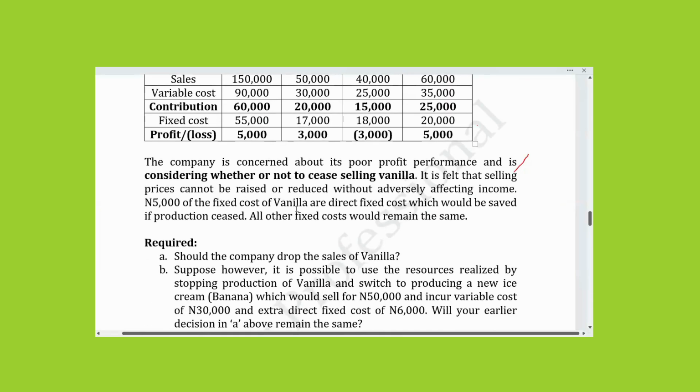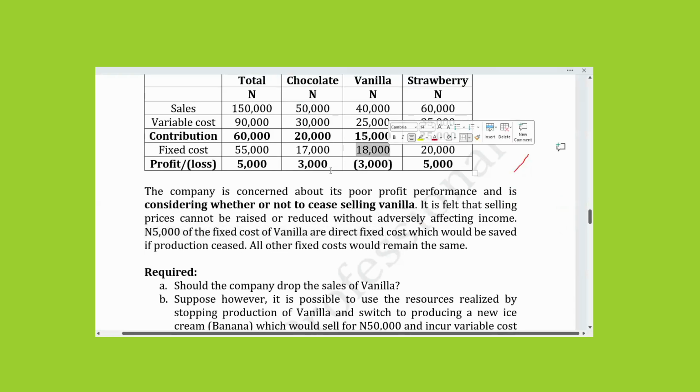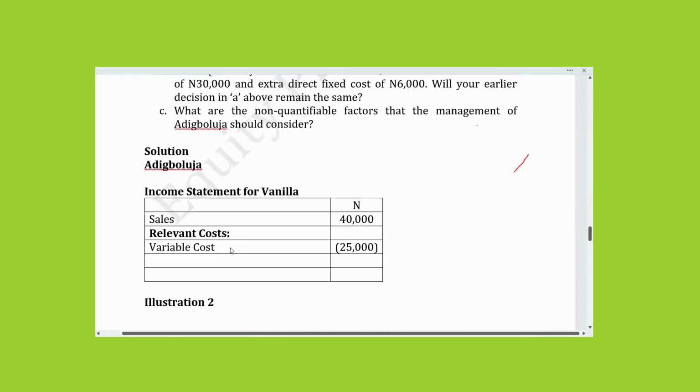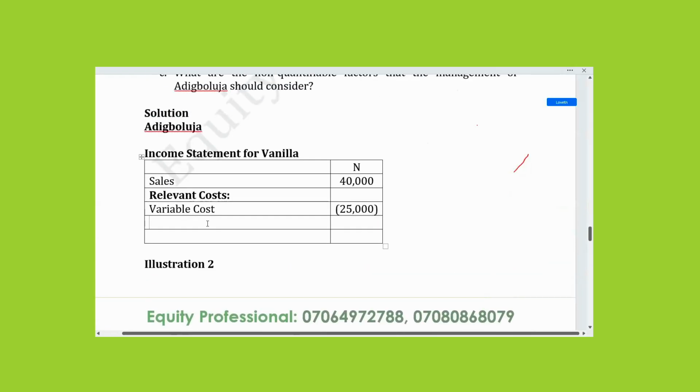However, in the paragraph, the examiner has told you that it is a fact that selling price cannot be raised or reduced without adversely affecting income. 5,000 naira of fixed costs of vanilla are direct fixed cost. Direct fixed cost is relevant. You have to consider it. So we are told that out of the fixed cost of 18,000 naira for vanilla, 5,000 naira of it is direct fixed cost. Therefore, I would come here, direct fixed cost.